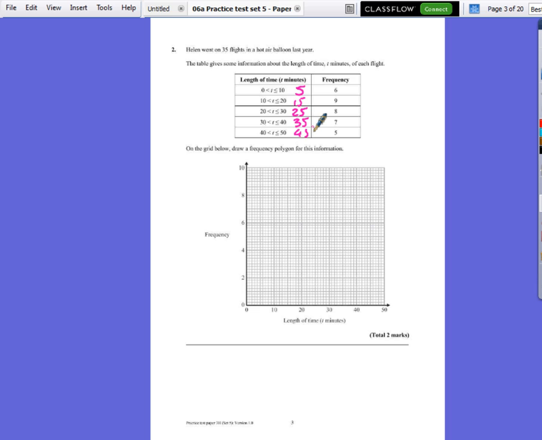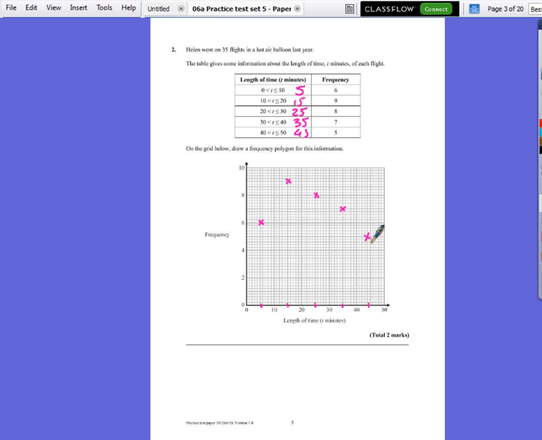So the first point I'll plot is 5, 6. So go to 5 along the bottom and up to 6. That's my first point. Next one will be at 15, 9. So go to 15 along the bottom and then up to 9. Next one would be 25, 8. So 25 and then up to 8. 35, 7, which would be there. And finally 45, 5, which would be there.